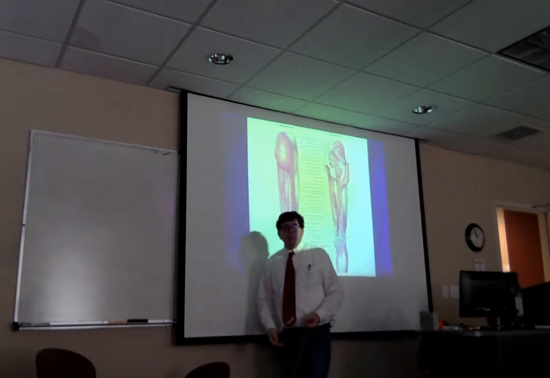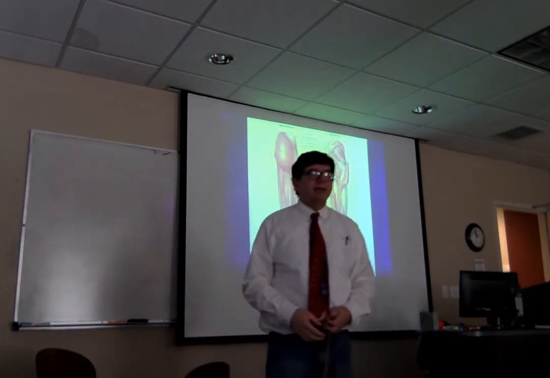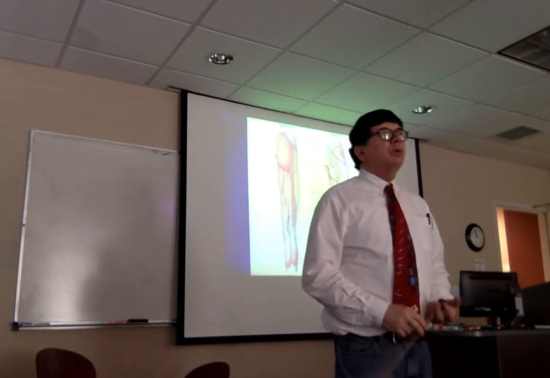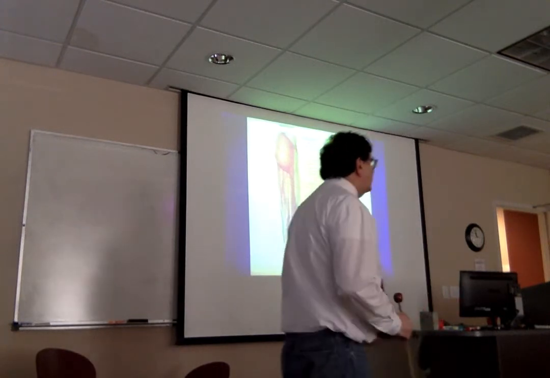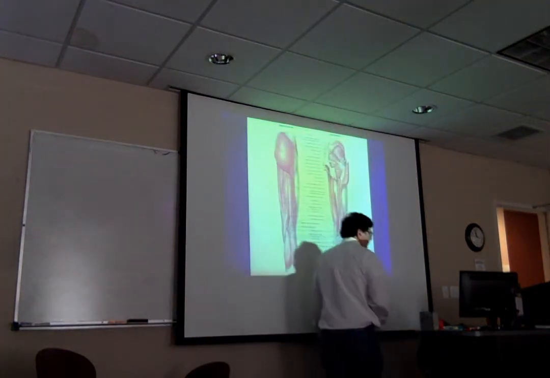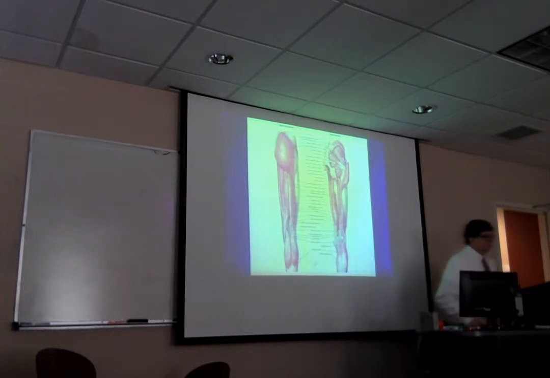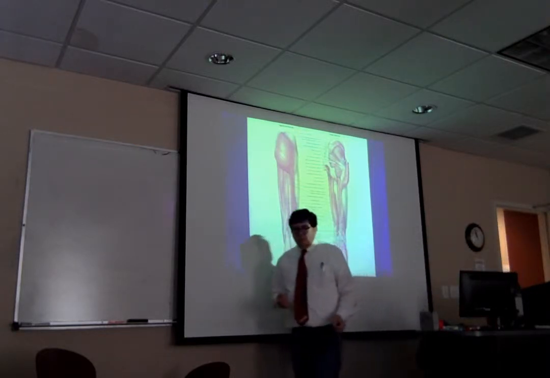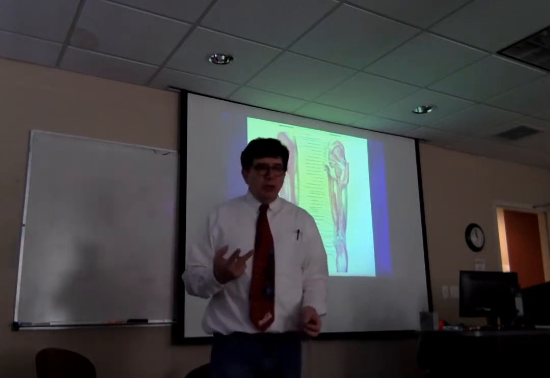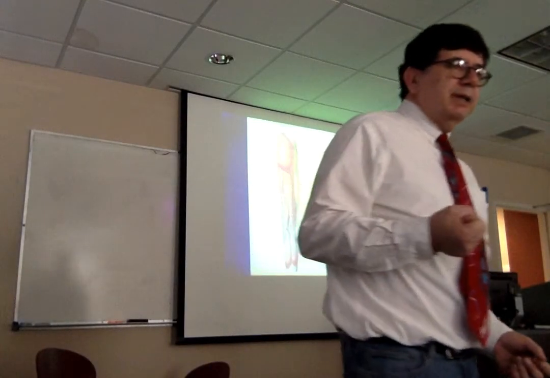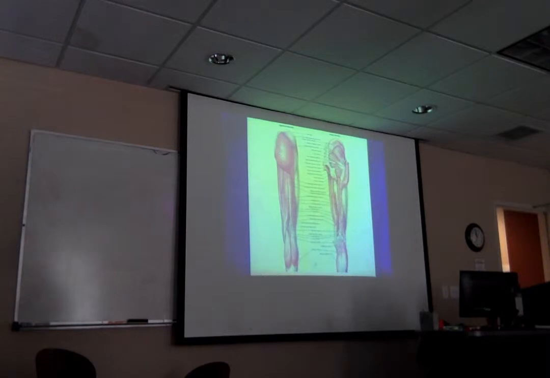Now, here's what you need to remember about their origin. They all originate from the ischial tuberosity. That's an easy way to remember it. They all originate from the ischial tuberosity. The biceps femoris is actually a two-headed muscle. It's got two bellies and hence two tendons. But the long tendon is the one that attaches to the ischial tuberosity.